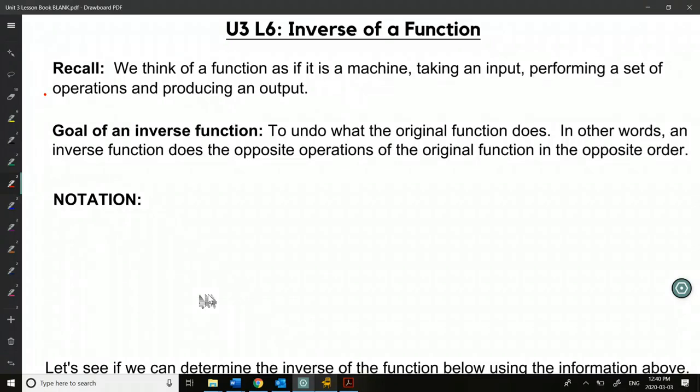So there's lots of different machines that we know of. In this case, our operations are multiplication, division, addition, subtraction, squaring, square rooting.